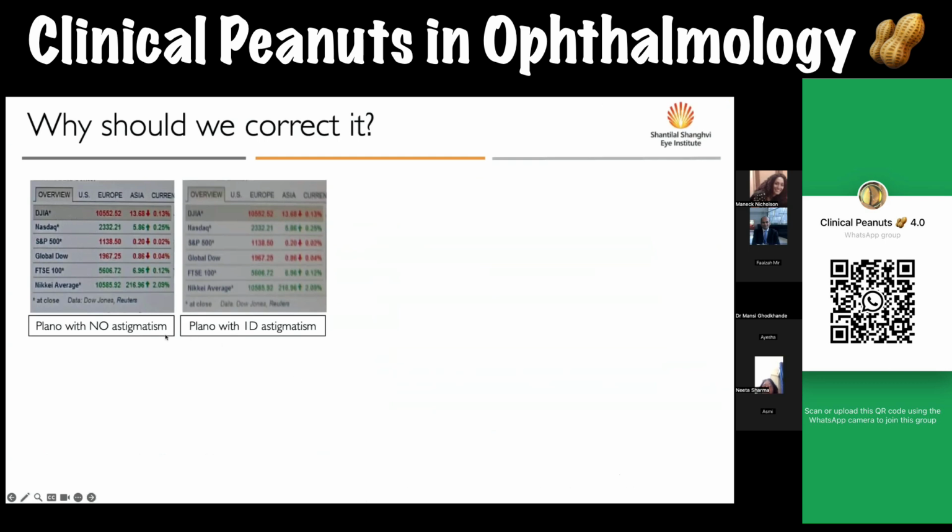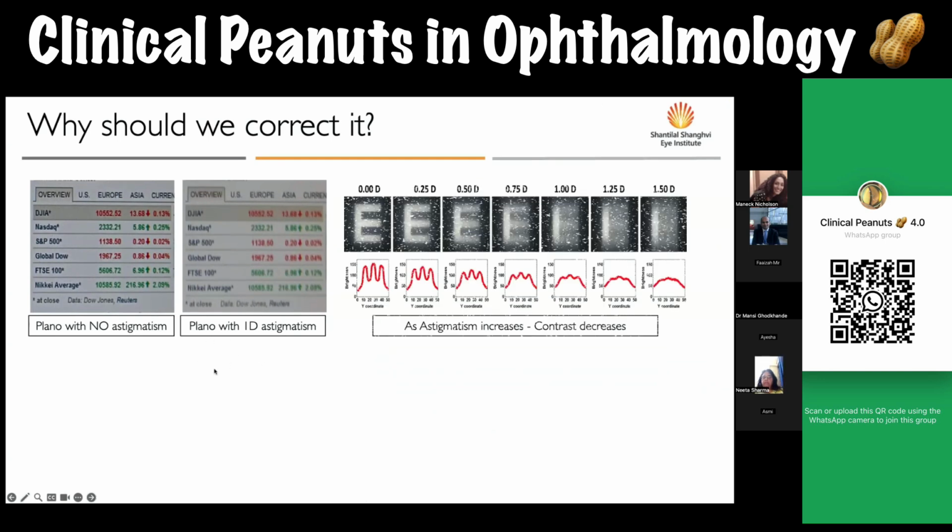Now, why should we correct it? Because the quality of vision in a patient without any astigmatism and even with one diopter of astigmatism is significantly and drastically different. This is uncorrected vision. And as the astigmatism increases, it is also known that the contrast of these patients decreases, and therefore it begets the question, how much of a cylinder should we actually correct?